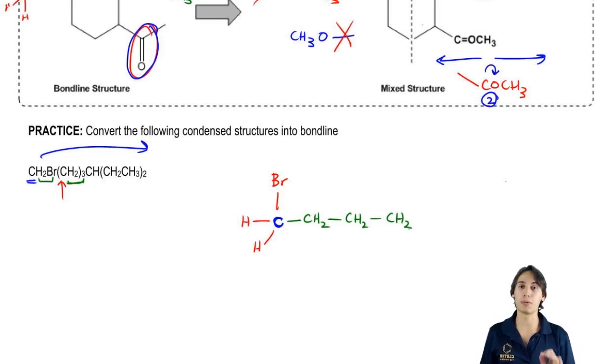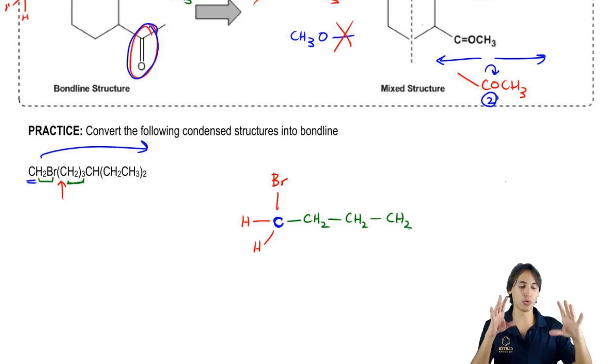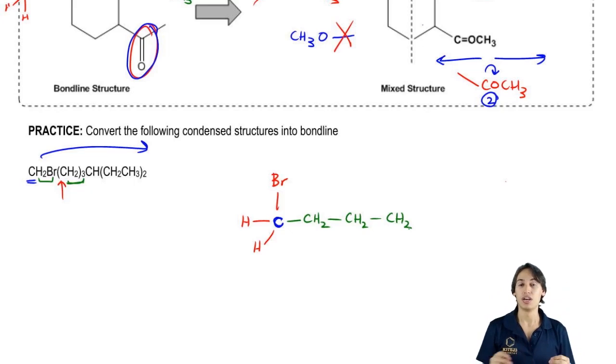Now notice one thing about the strategy I'm using. I'm not going straight to bond line. Instead, I'm going to a Lewis structure first, and then I'm going to turn this into bond line. If you try to go all in one shot, it gets more confusing that way. So I would say the first thing to do is just draw the bonds in, and then we can convert it to bond line. So let's keep going.